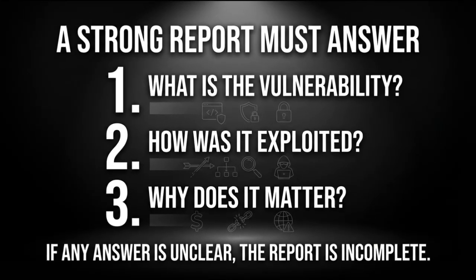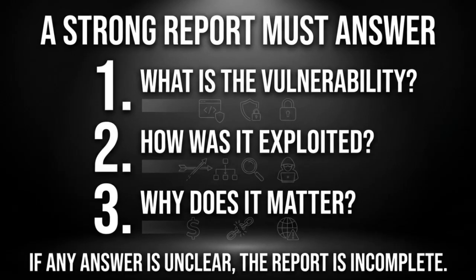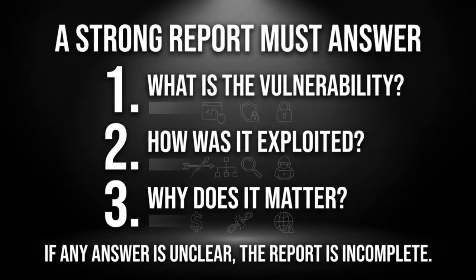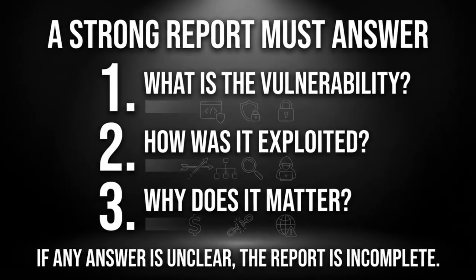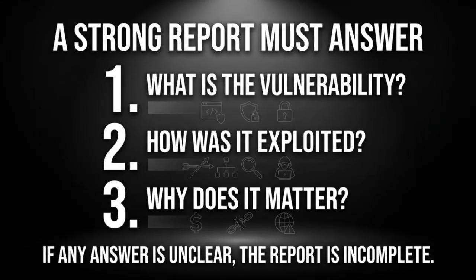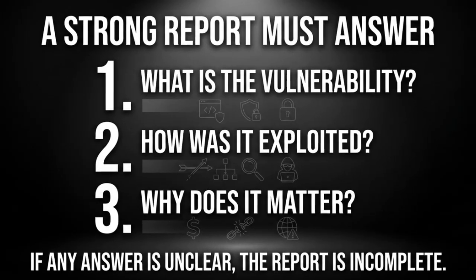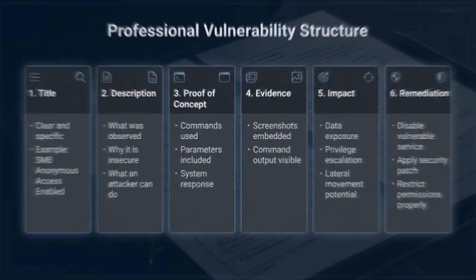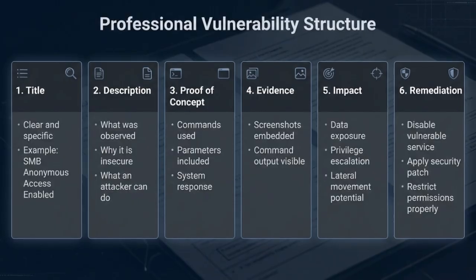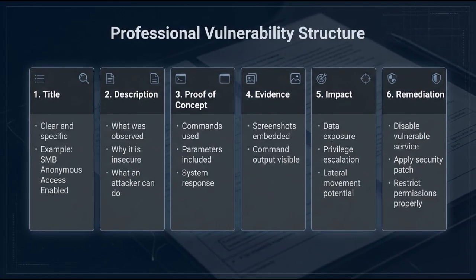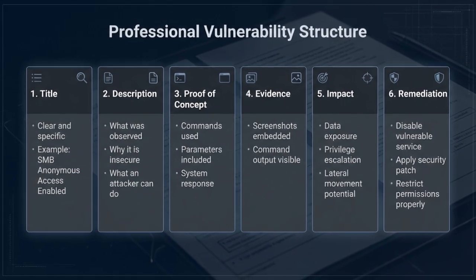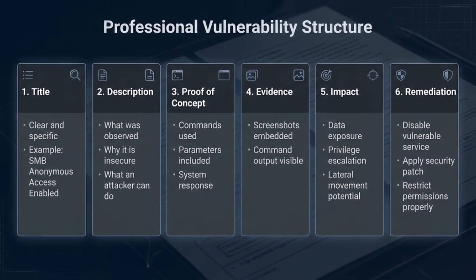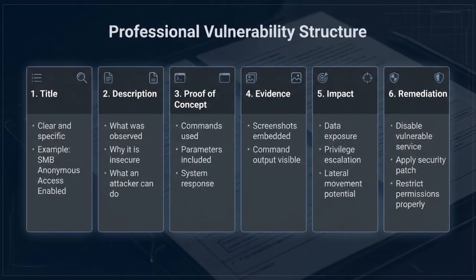Technical findings, on the other hand, are detailed. They include step-by-step exploitation, tools used, output evidence, impact explanation, and remediation suggestions. Understanding this separation helps you structure your writing properly. 3. Writing clear technical findings. Each vulnerability section in a professional report should follow a consistent format. A clean structure might include title, clear and specific, for example, SMB anonymous access enabled, not SMB issue.